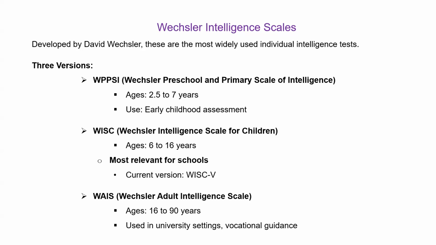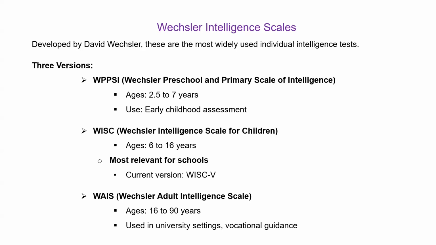The other one is the WISC, the scale for children. Its age range is 6 to 16. This is most relevant for schools. School children can take this test. The current version is WISC-V. You can search for it. I also wanted to try, but I couldn't find it. I'm very sorry. I also couldn't try it because of the time factor.